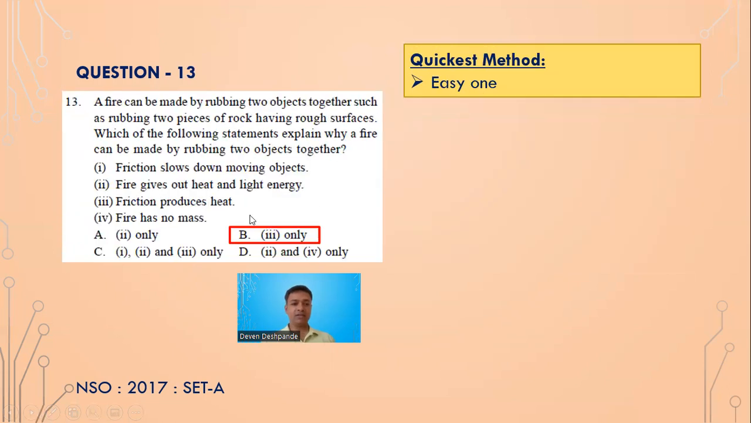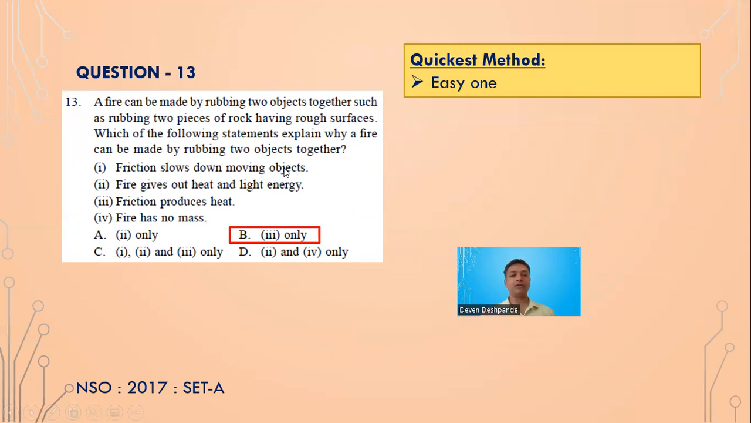Again, we'll just see why the others are incorrect. Friction slows down moving objects is true, but that is not the cause of fire. Fire gives out heat and light energy. That is true, but it is not the cause of fire. Friction produces heat. That is the only cause of fire when you strike both of the rocks. And fire has no mass. Again, which is true, but that is not the cause of the fire, isn't it?